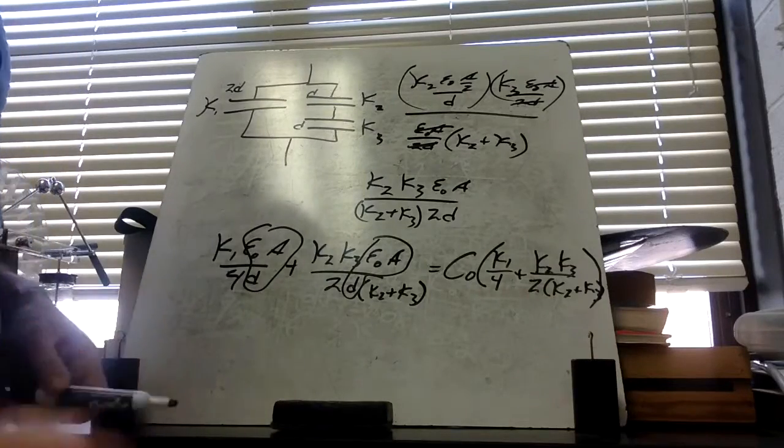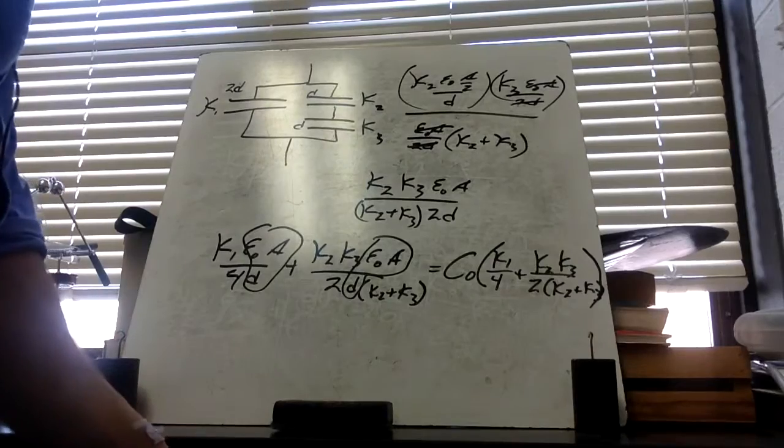Quick note here, actually that answer is wrong. What it's supposed to have, C naught is supposed to be epsilon naught A over 2D. And so therefore the answer really ought to be, K1 over 2, and then K2, K3 over just K2 plus K3, right? There's a factor of 1/2 that should be embedded in the C naught. So apologize for that. Okay, and that's it. Messy, but that's what we get.